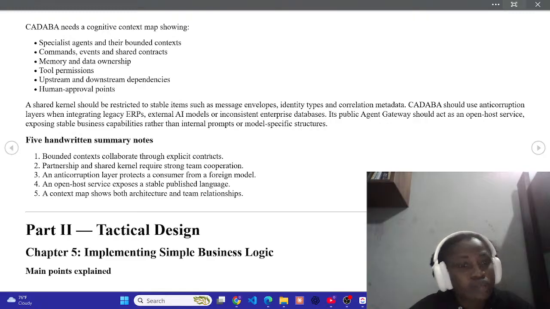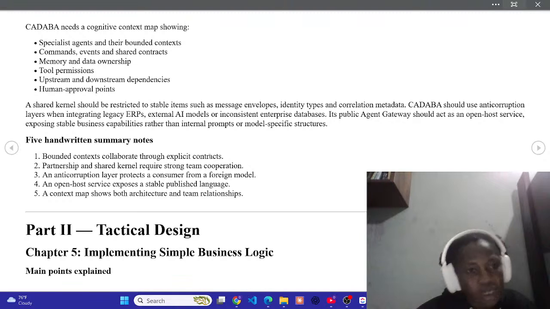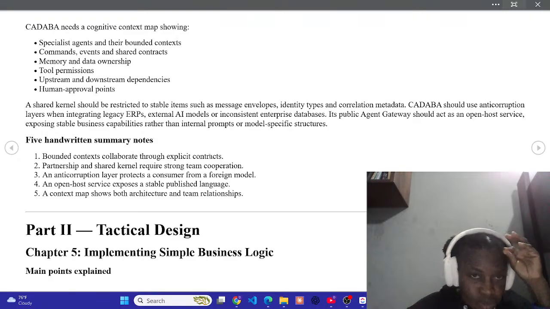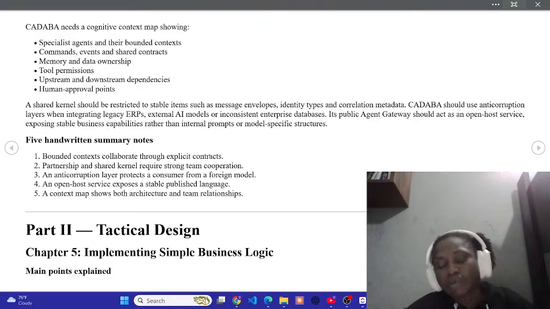Upstream and downstream dependencies. This context map must also map upstream to downstream dependency. Every upstream must be mapped to their specific downstream. And then the context map must also be designed for human approval points. Whenever a task is beyond the capability of an agent, the agent should directly map the task to a human for approval. You understand? That is how you can implement a context map for every agentic system design.